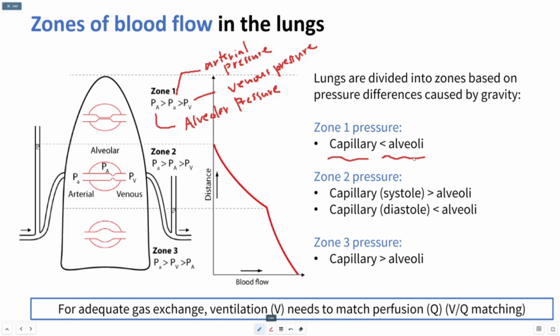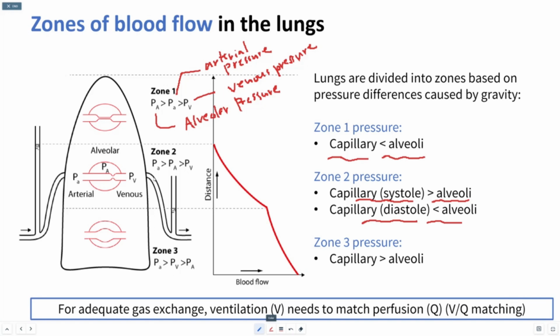In Zone 2, the pulmonary arterial pressure exceeds the alveolar pressure and exceeds the venous pressure. Therefore, the blood flow is dependent on the gradient between the alveolar pressure and the pulmonary arterial pressure. Under systolic conditions, it is greater than the alveoli. Under capillary diastole, it is less than the alveoli. In diastole, in conditions when there is a drop in blood volume, the pulmonary arterial pressure may be lower than the alveolar pressure, which means flow would only occur during the systolic condition.